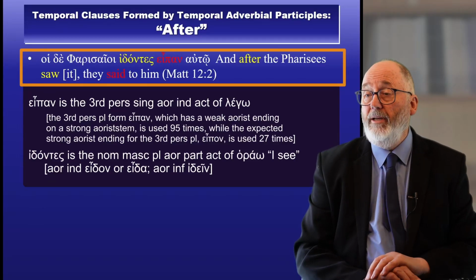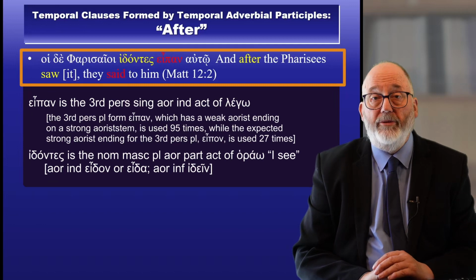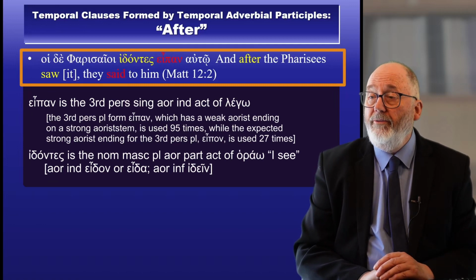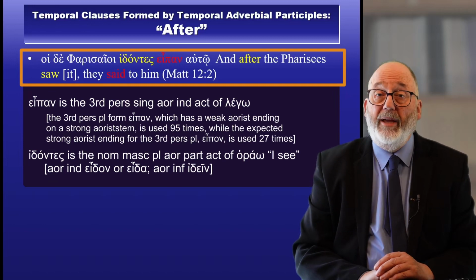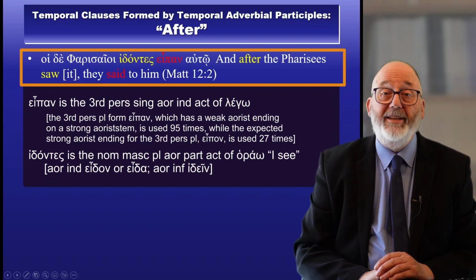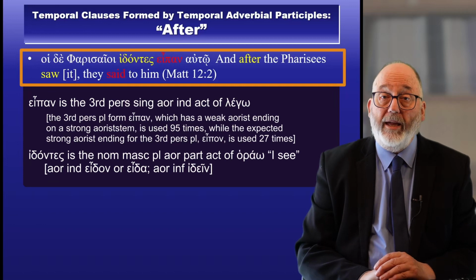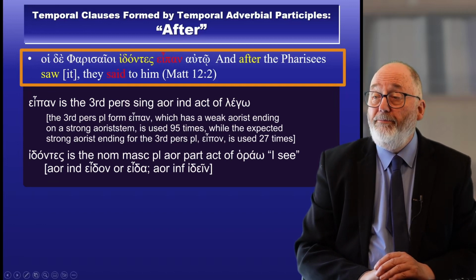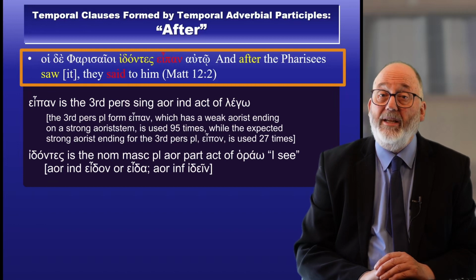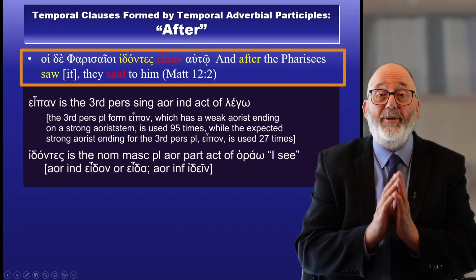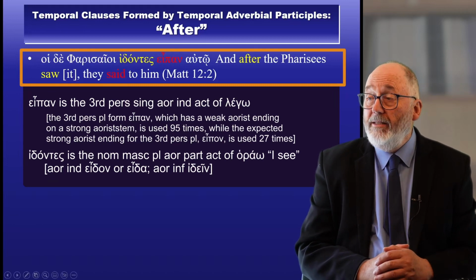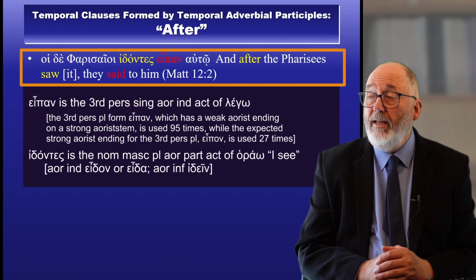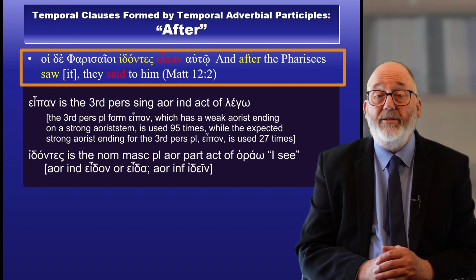The first example I have here is from Matthew chapter 12. Hoda pharisio idontes ipen to. The main verb ipen is in the aorist tense, so the action is taking place in the past. The participle is in the aorist tense, so that the action of the participle takes place earlier than the action of the main verb. And in this case, it is appropriate to translate it, and after the Pharisees saw it, they said to him.